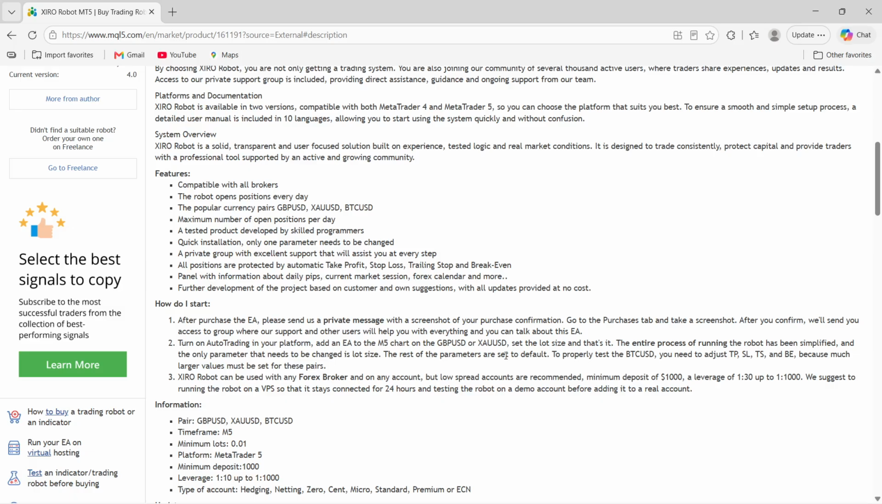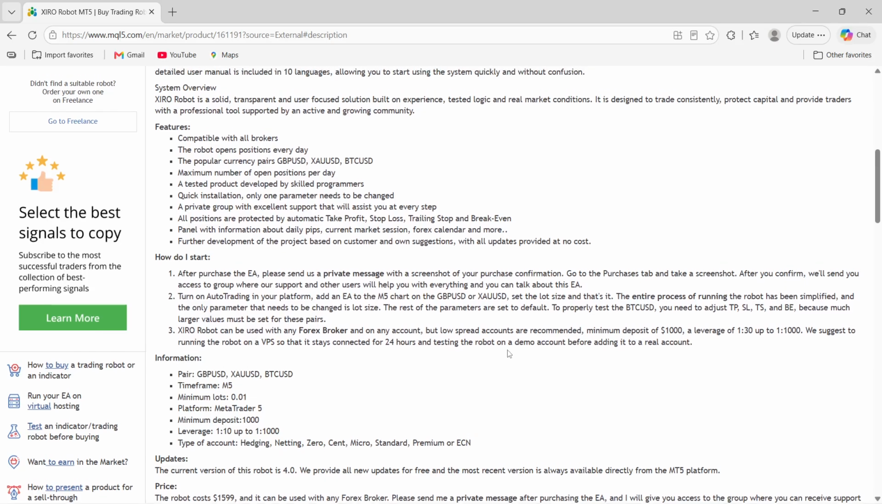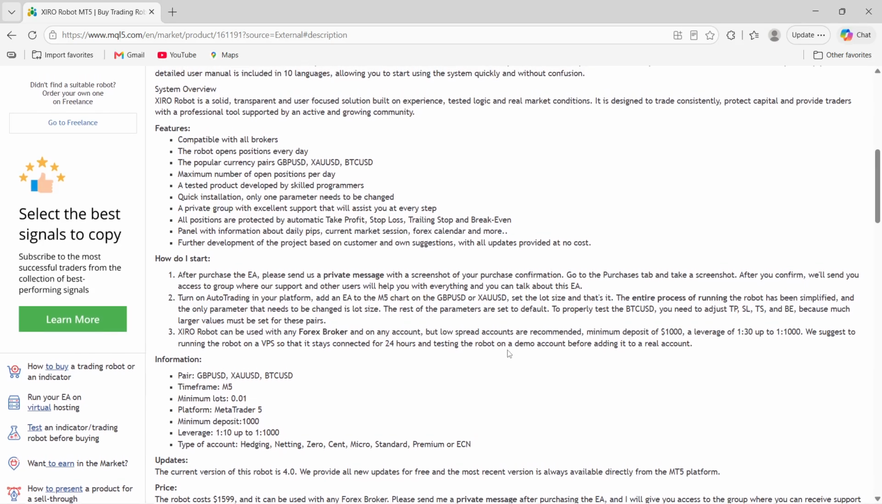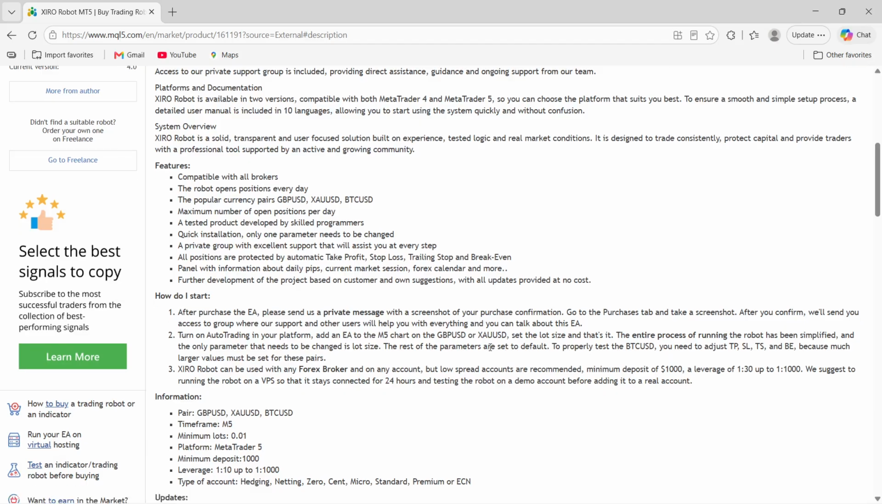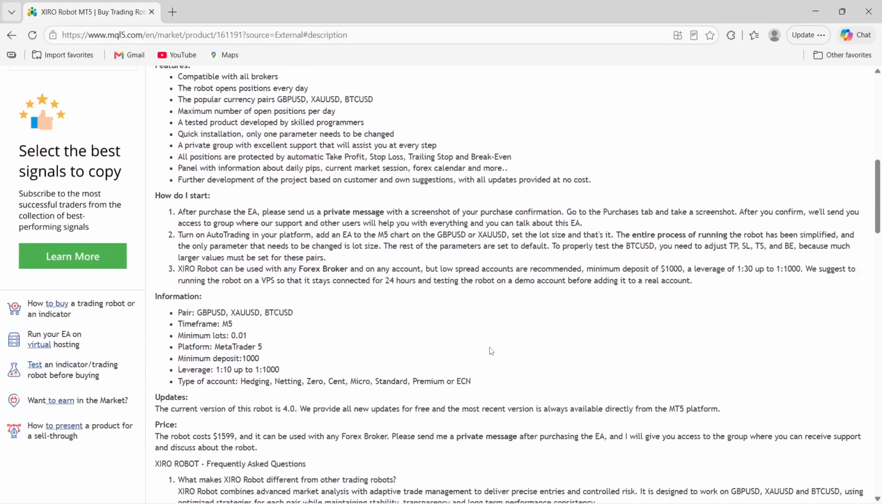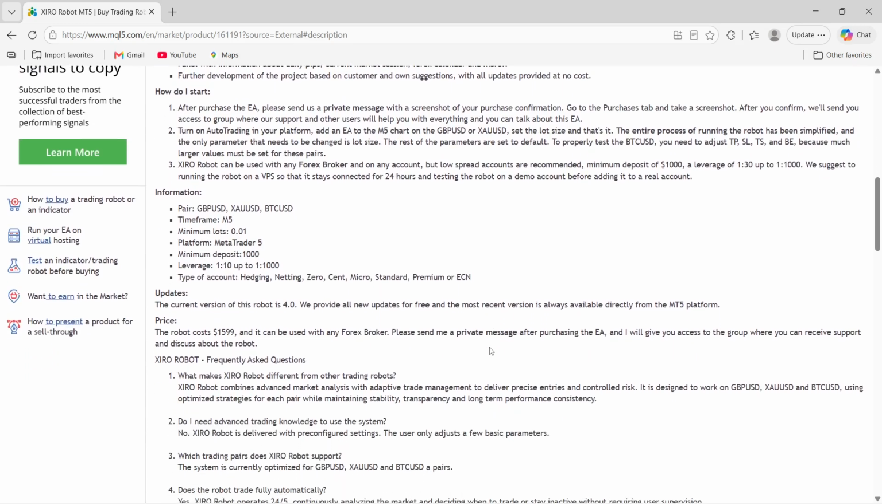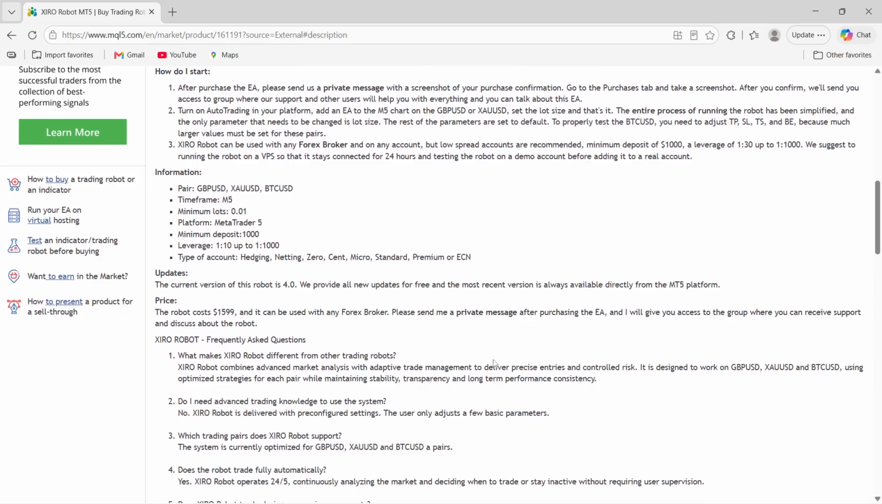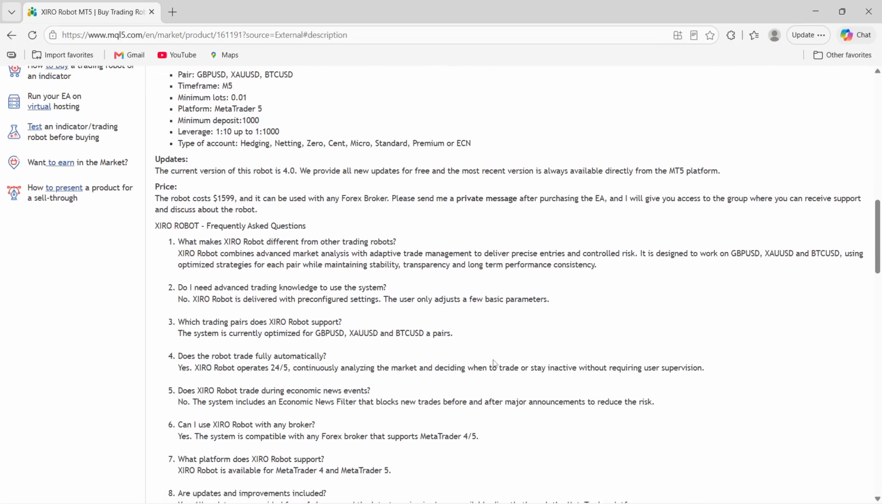The key features include multi-instrument support for GBPUSD, gold, and Bitcoin, full automatic trade management with TP, SL, trailing, and break-even, daily trading under normal conditions, maximum open positions limits, on chart information panel, and broad broker compatibility. Installation is described as simple with only one main parameter needing adjustments. Ongoing updates are provided free of charge based on user feedback. The EA is available for both MT4 and MT5.